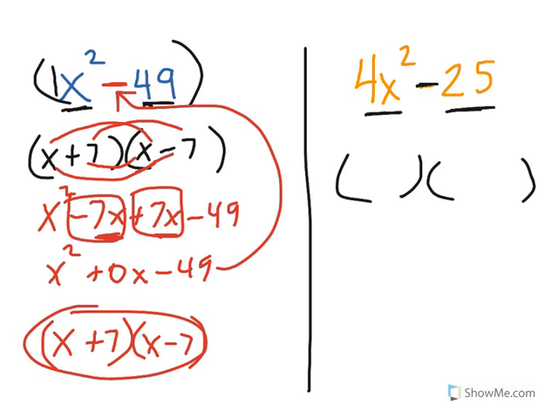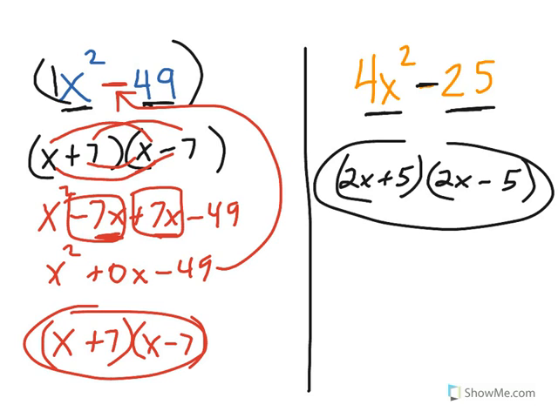Now, it's a little tougher to recognize at first, but 4x squared would come from 2x times 2x. Okay, 2x times itself gives me 4x squared. 25 comes from 5 times 5. Make one of them positive, one of them negative, and I'm done. That's now factored.